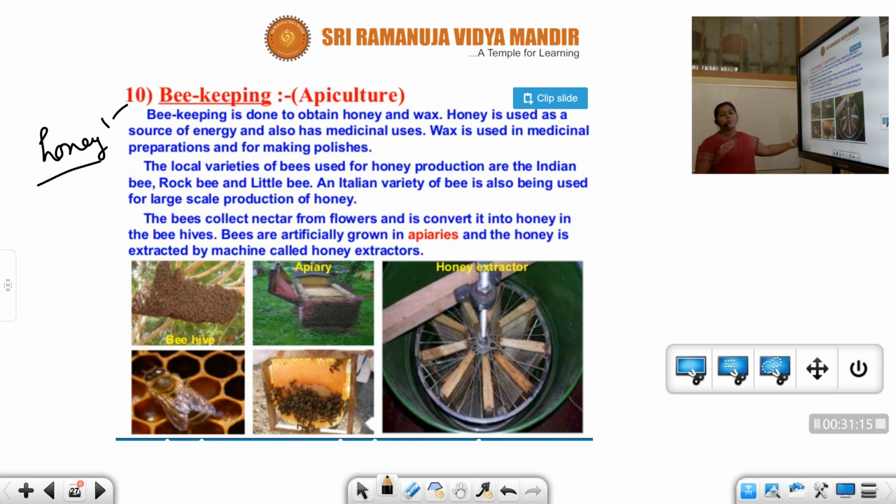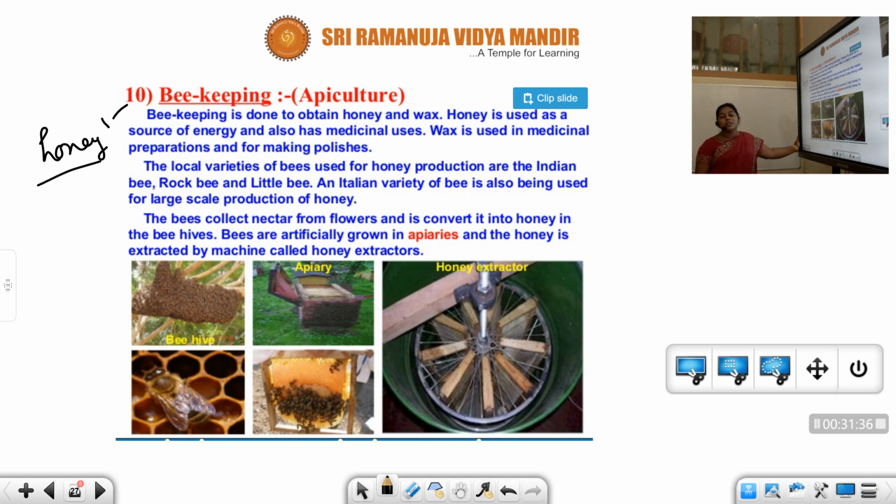Honey is of very good importance. It has high nutritional value, medicinal importance, and it is also good for the diet. Beekeeping is done to obtain honey and wax. Honey is used as a source of energy and also has medicinal uses. Wax is used in medicinal preparations and for making polishes.